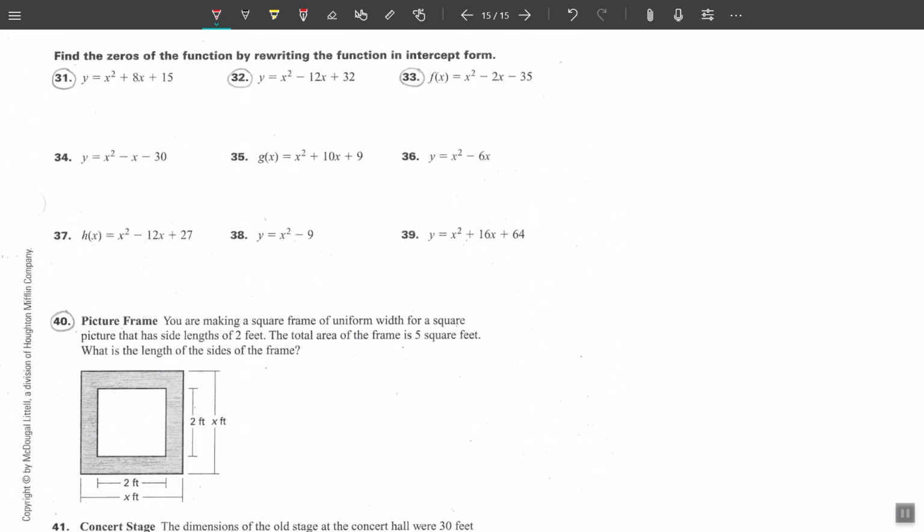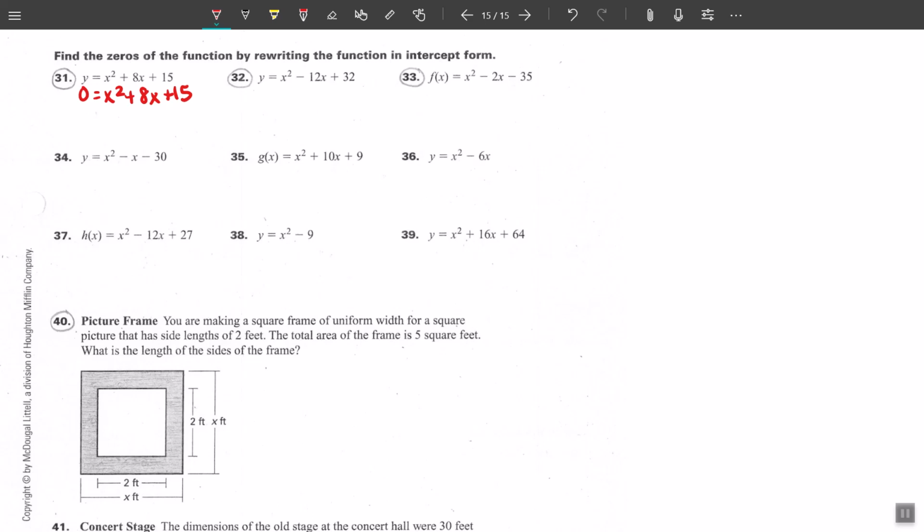So the directions change on 31. Find the zeros of the function by rewriting the function in intercept form. I want to make sure you understand the directions, because if you can do what was above on the worksheet, you can do this. Finding the zeros of a function means find x when the y value is 0. So it literally means you're saying what is x when y is 0. That's the first part of the directions.